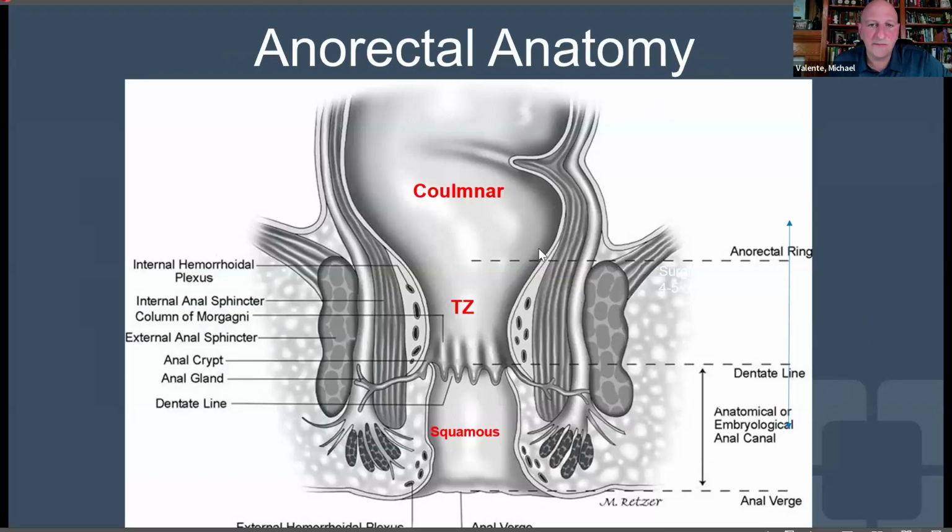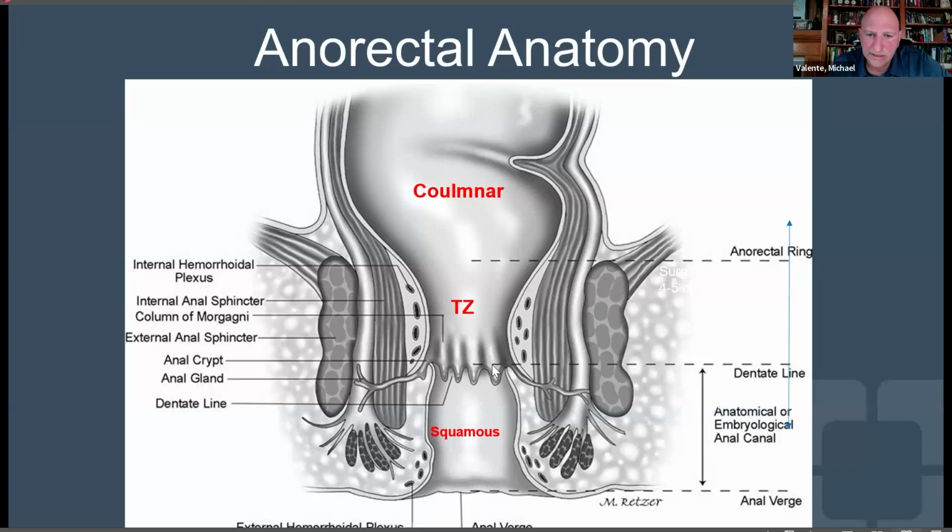So here's a nice view to go over some of the things we just talked about. We see here we have the rectum with this columnar epithelium, and here we have what we call the anorectal ring. The anorectal ring is right where the levator ani muscle, puborectalis if you will, comes in right around here. So this is the top of the anal canal, and it goes all the way down to the anal verge. I'm sorry, this picture's got a little cut off.